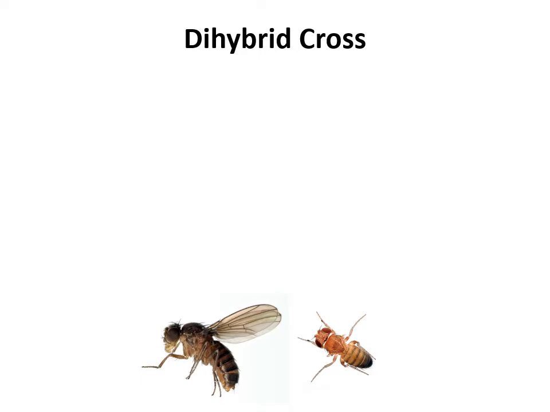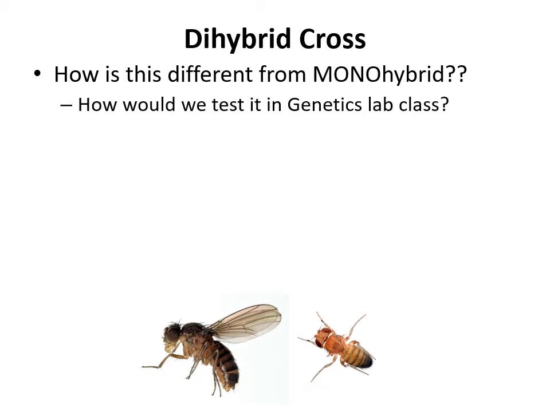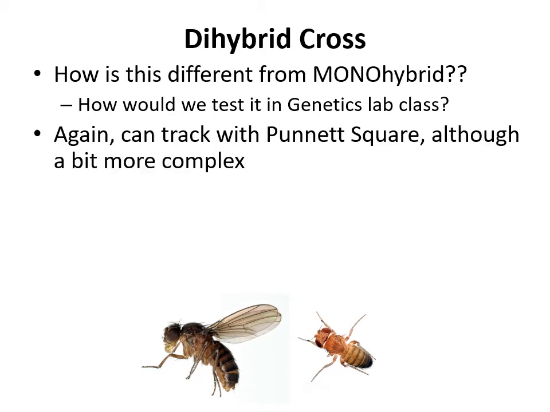Now we're going to move on to the dihybrid cross. And again, break down the word. Now instead of mono, you're seeing di, which tells you that you're looking at two traits at the same time. So the way Mendel did this kind, he was looking at seed color and seed texture. For us in the genetics lab class, the way that we would look at this one is to look at two traits of the fly. So we'll look at eye color and wing type at the same time.